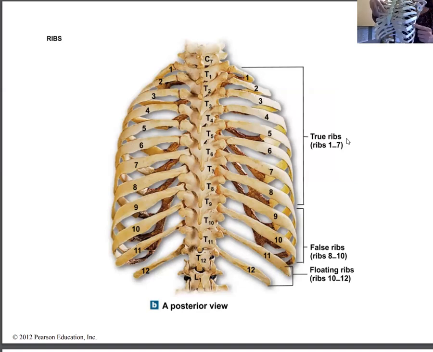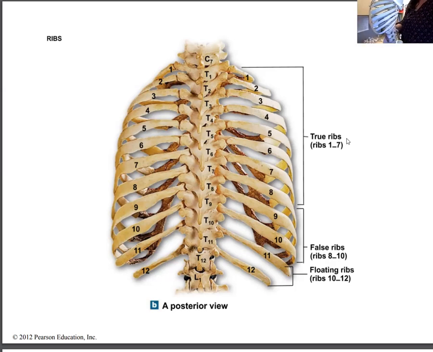Then down here, you're going to have a rib that is going to share a cartilage. So here they're sharing a cartilage that is attached to the sternum. So if they share some of those cartilages, they're called false ribs. So all of these, where they share one cartilage going up to the sternum, these are going to be your false ribs.